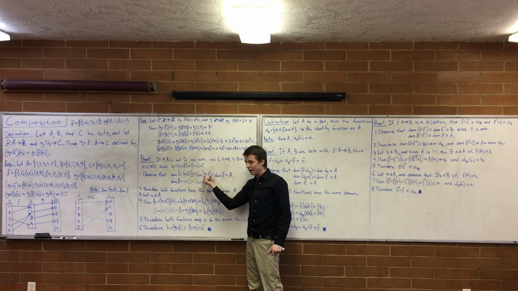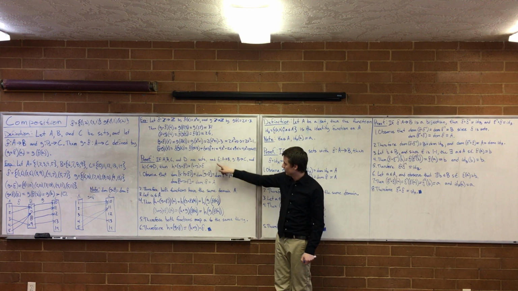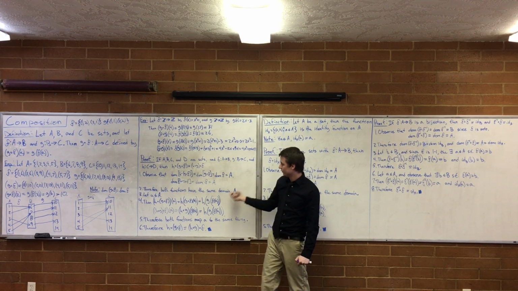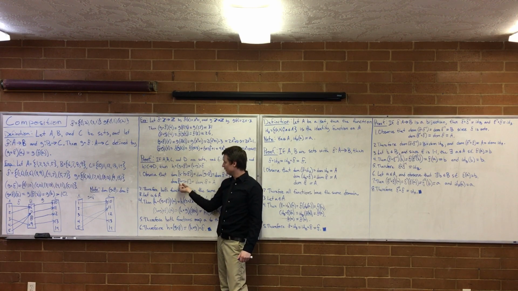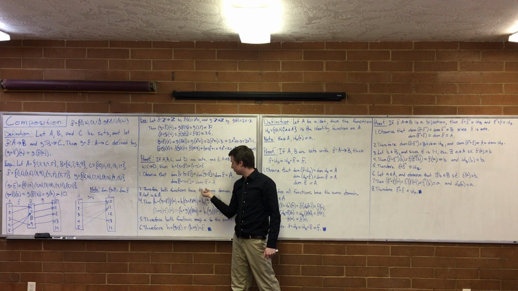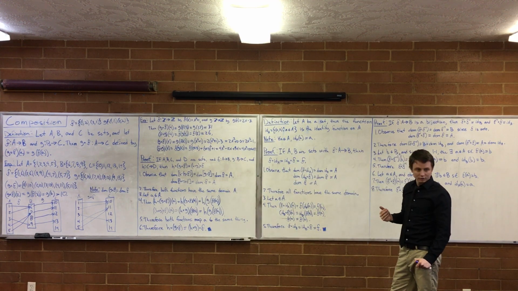Same question. What's the domain of G of F? It's the domain of whatever the right-hand function is, F. And then what's the domain of F? It's just A by definition. Good? Alright, similarly, what's the domain of H composed with G of F? It's just the domain of the right-hand function of that composition, which is A. So they have the same domain.